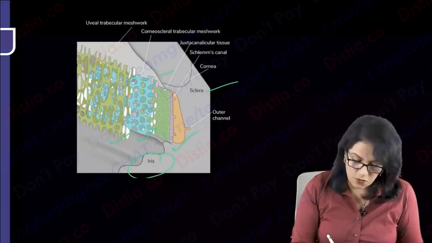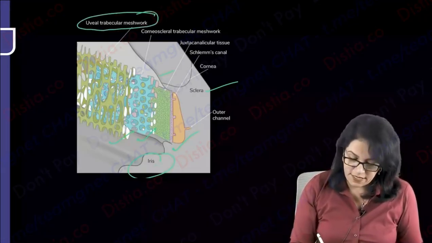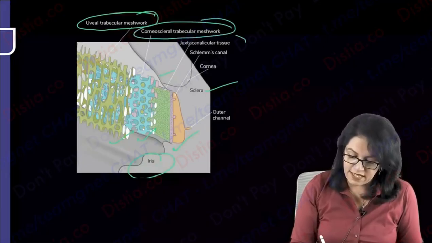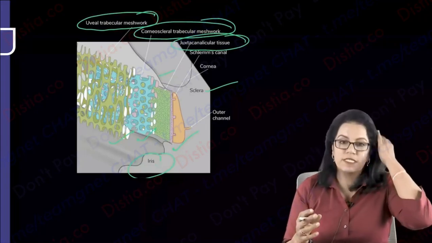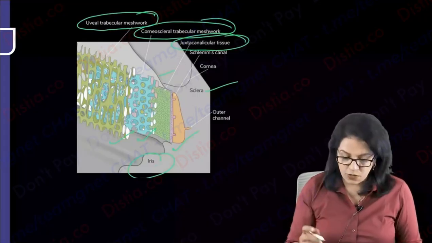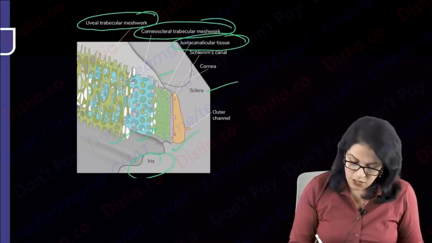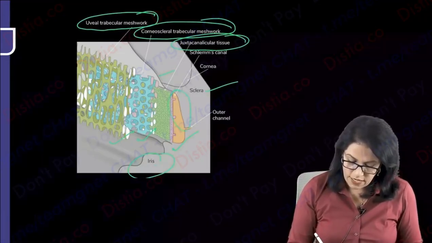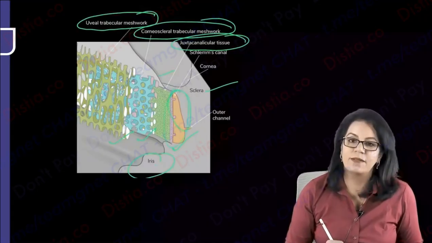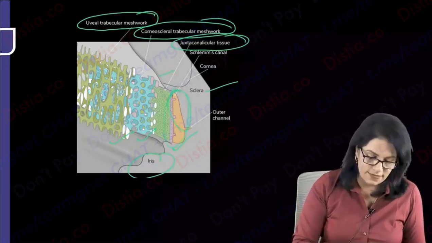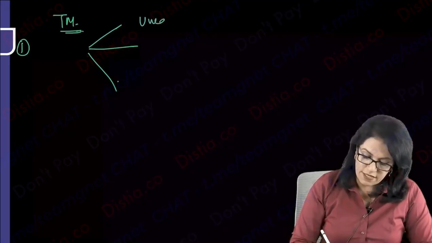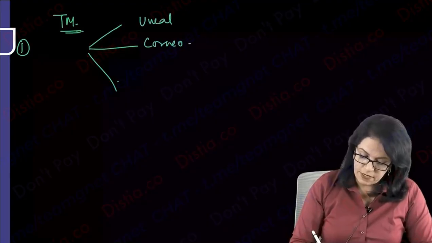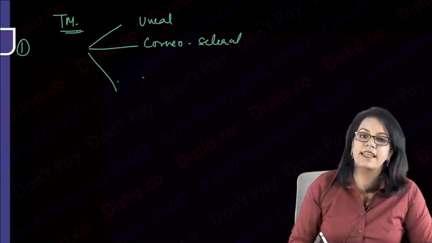More towards the iris, this is the uveal trabecular meshwork, then comes the corneoscleral, and then comes the juxtacanalicular. Juxta means beside; it is beside the Schlemm's canal. It is also showing you that this orange one is Schlemm's canal. If we have understood this, let's write it. So the first point about trabecular meshwork that we will remember is that it can be either uveal, corneoscleral or juxtacanalicular.